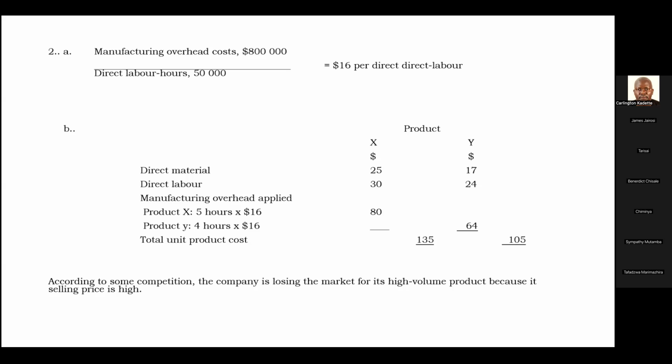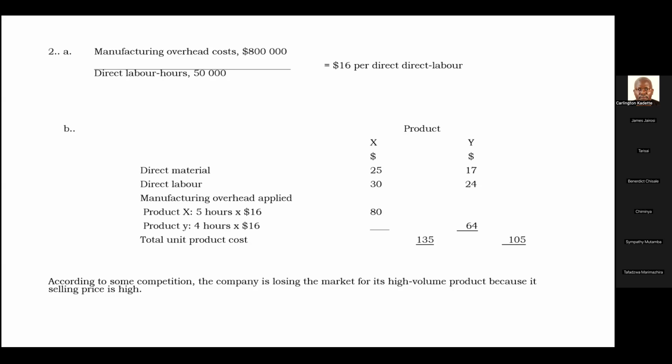Allocating $800,000 worth of overheads, we divide by the direct labor hour, which is the one base. Yes, you can see we get $16 per direct labor hour. So it is this $16 that we use to allocate on each item. This is under absorption costing. So you'll see that we have now taken the direct materials and the direct labor that we had shown on the previous screen.